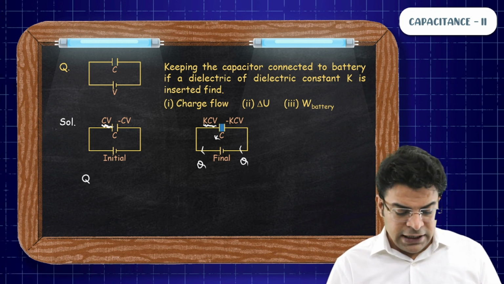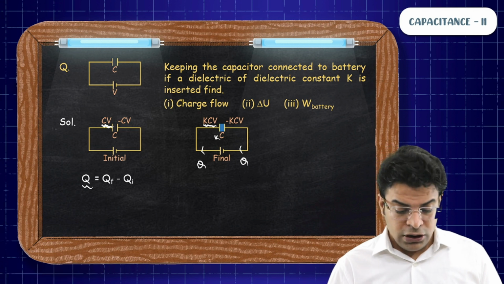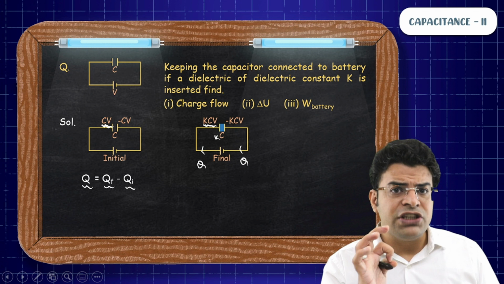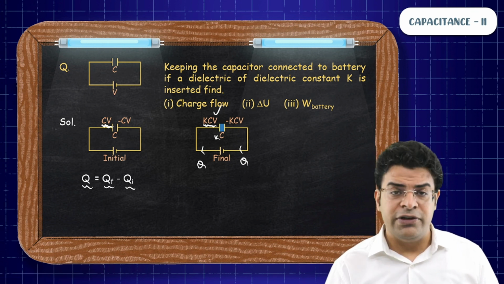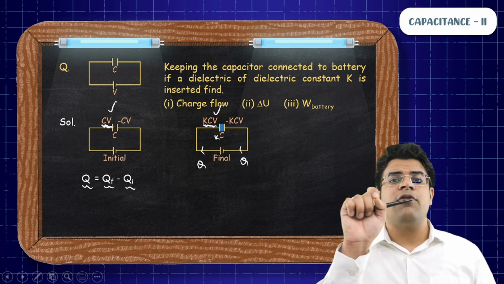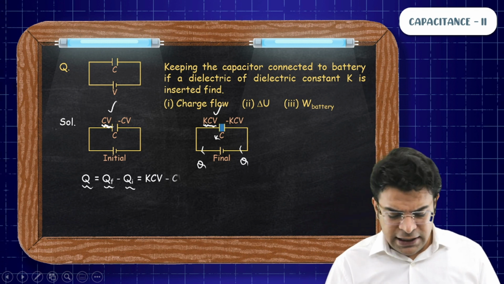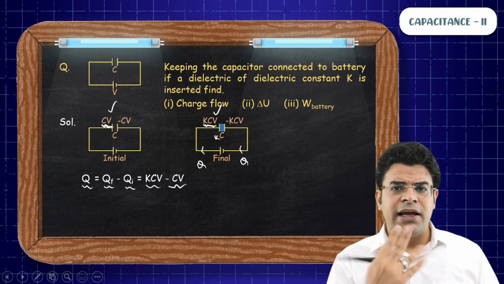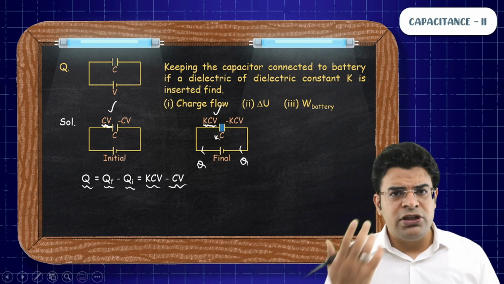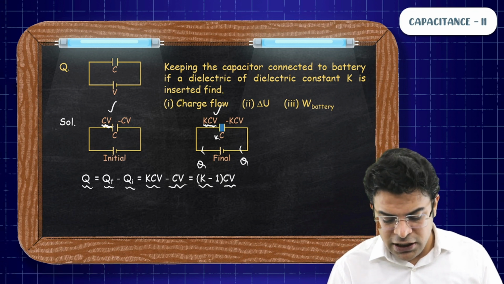So you will say that the charge flow has to be equal to the final charge on the capacitor plate minus the initial charge. The final charge on the capacitor plate is KCV. Initial charge on the plates is CV. So how much extra charge must have flown through the battery? That has to be KCV minus CV. You can take CV common and you will write the extra charge that must have moved has to be nothing but K minus 1 into CV.